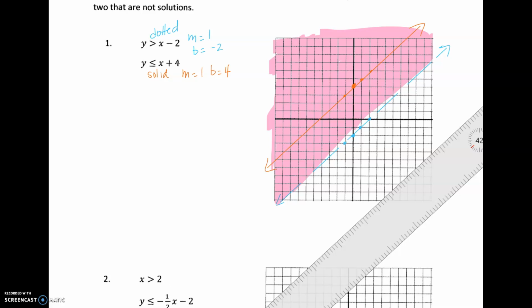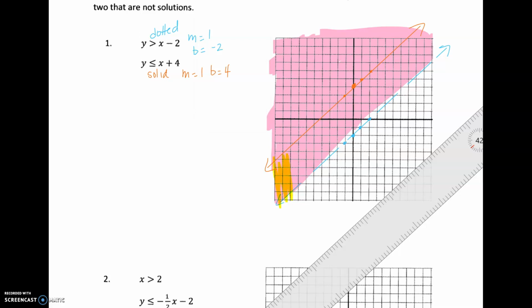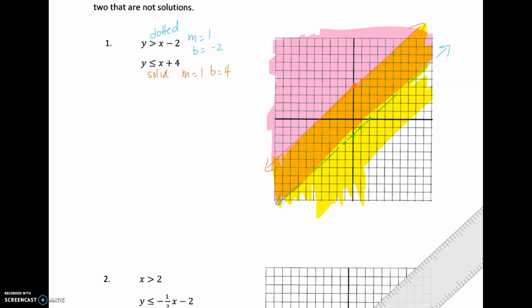It says less than. Well, if I choose a point, the y values of this point as I go up are getting bigger, but we want where it gets smaller. So I'll change it to yellow again. And that happens down here. The yellow is the second inequality. The orange is all the solutions to this system.